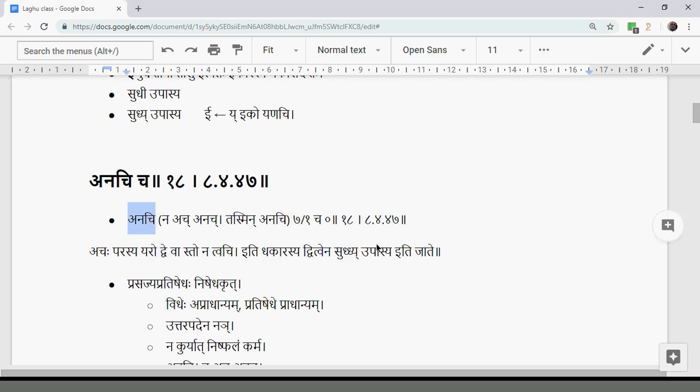Is non-vowel a consonant? May or may not be. Here it is not saying halicha. Hal would be a consonant. Anach is not an ach, and we should not interpret further than that. People may ask, anachi means it has to be a consonant. No, it need not necessarily be. It can be an avasana also, a pause, a full stop, a comma, anything. But there is no vowel following. That is the idea. When a vowel does not follow, what follows is not being said here.